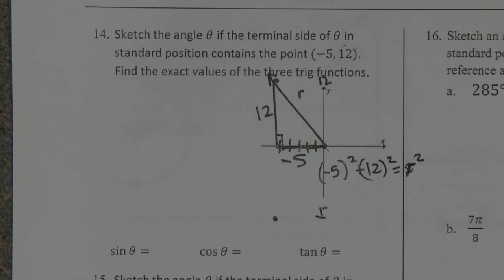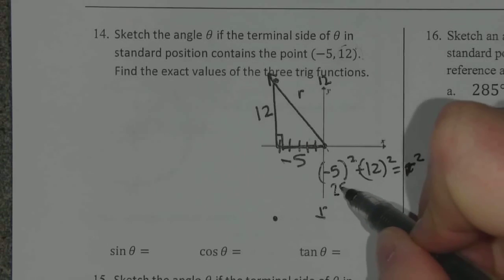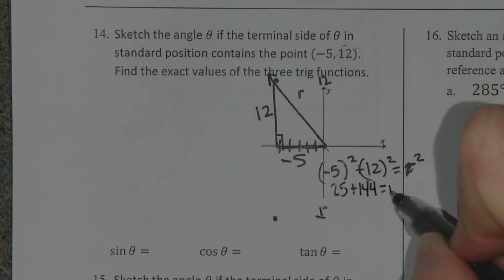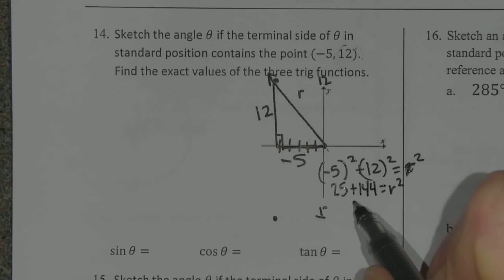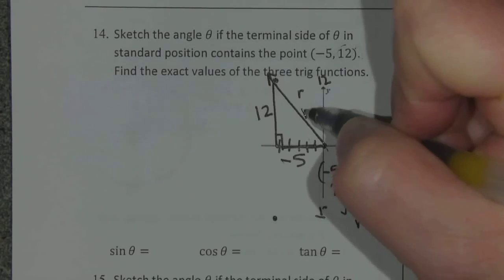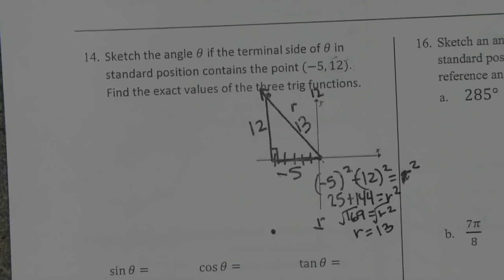But a -5 times a -5 is a +25. 12 squared is 144. And this is really similar to a problem we already did just a second ago, right? This adds up to 169. Then we square root and we get r equals 13.